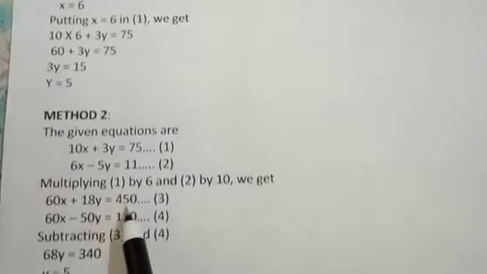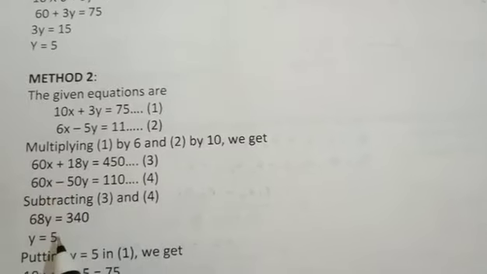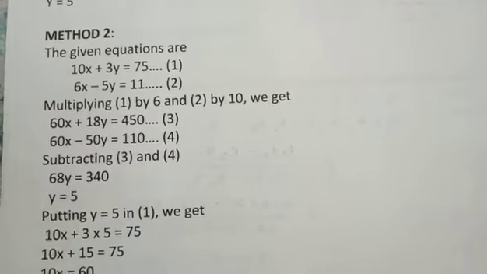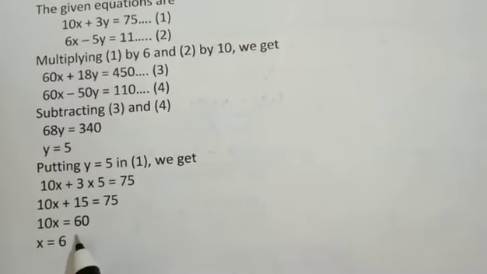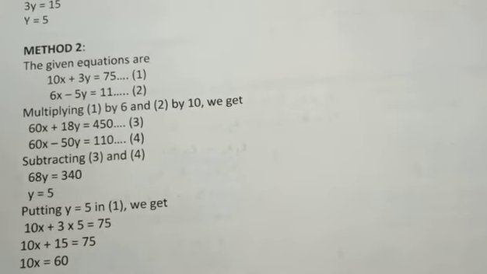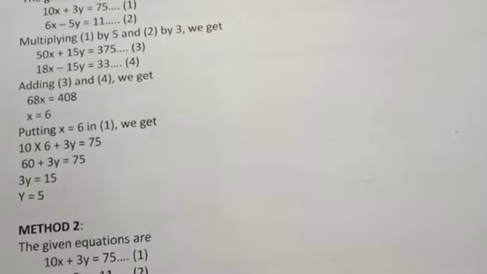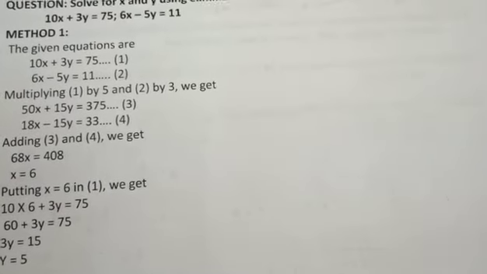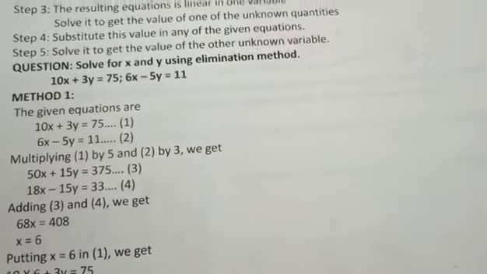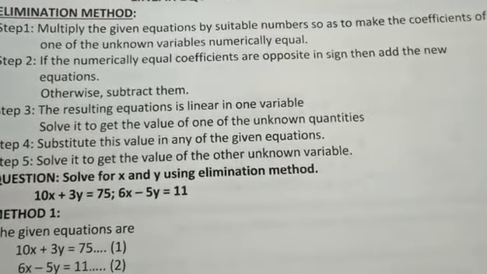In method number 2, I have first eliminated x, by which I got the value of y, and then putting the value of y, I got the value of x as 6. Now in both the methods, the answer will not vary. So now you have to decide which variable you want to eliminate in the method of elimination. So this is the way we can solve linear equations in two variables by the method of elimination.